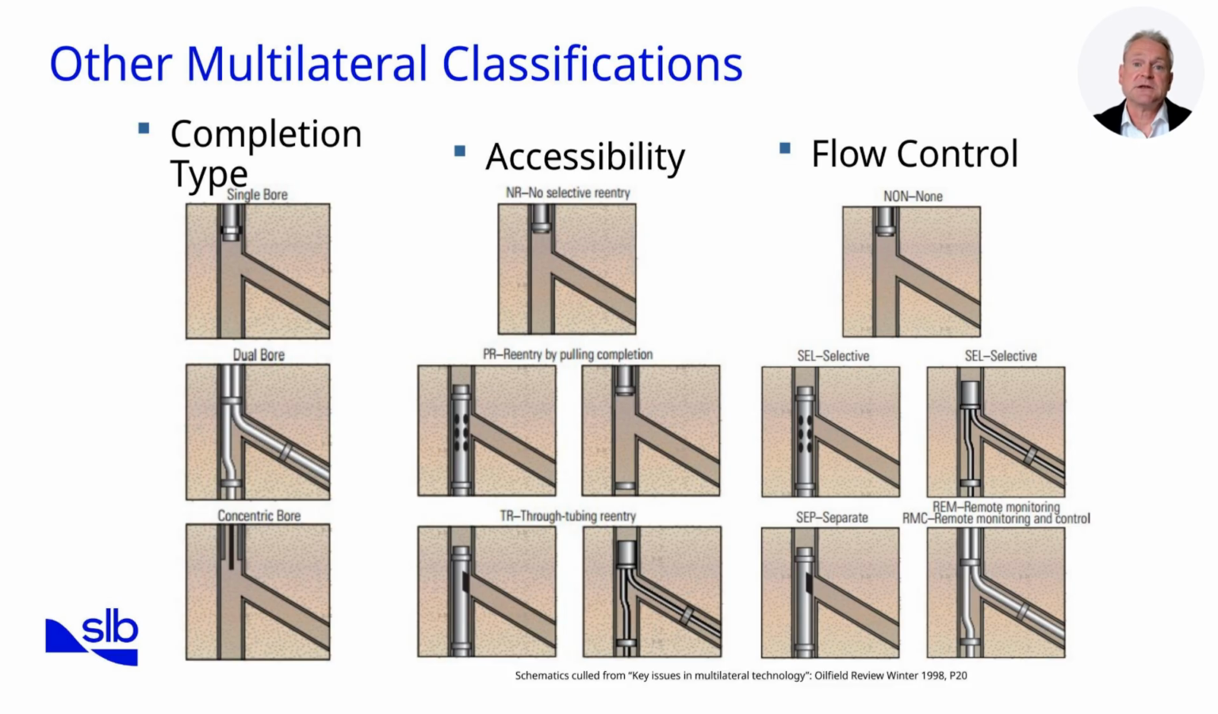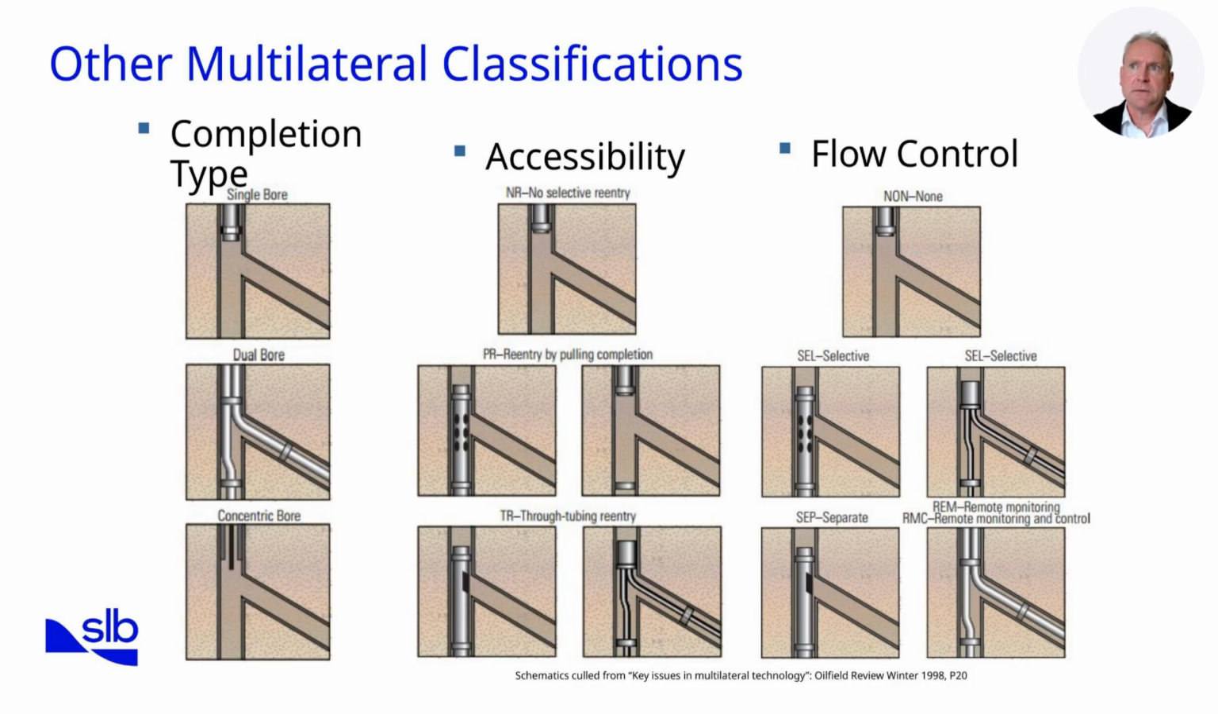The second dimension is accessibility, how we can re-enter the main bore or lateral after completion. This is classified into three categories. NR, or non-selective re-entry, means we cannot choose which bore to access without major intervention.